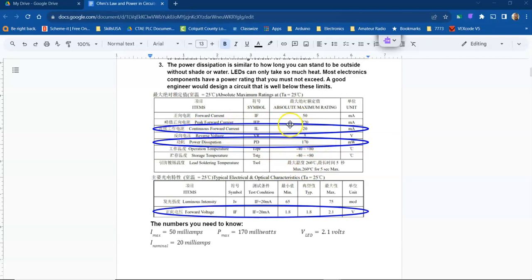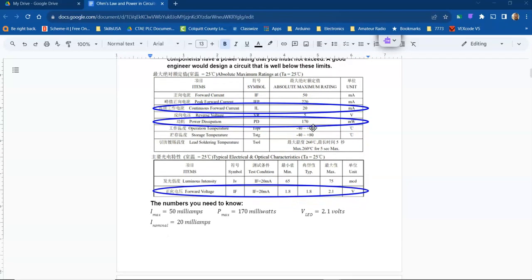It has a continuous forward current of 20 milliamps. That is the maximum rating to get the full life out of it. It has a power dissipation of 170 milliwatts. Now, there's more to that than we would explain in high school. In college, you would find out what the ambient temperature is, and there's a derating, you take away a certain amount of power that it can dissipate, because if you were to turn this thing on in an oven at 20 milliamps, it's probably going to overheat and die.